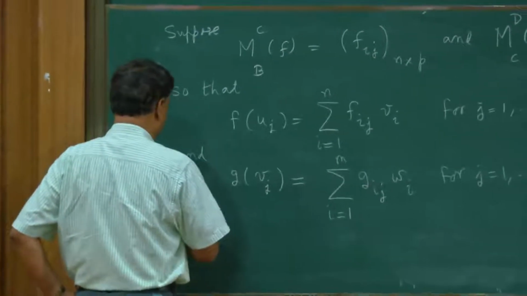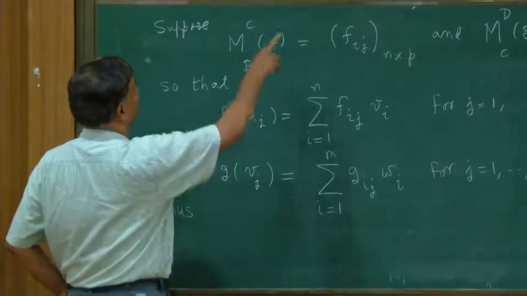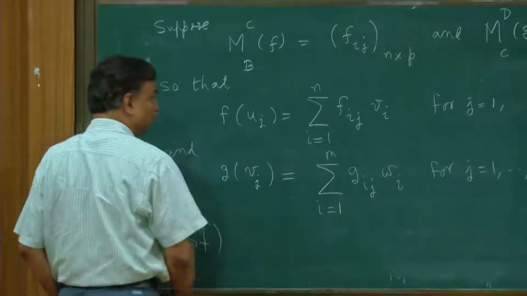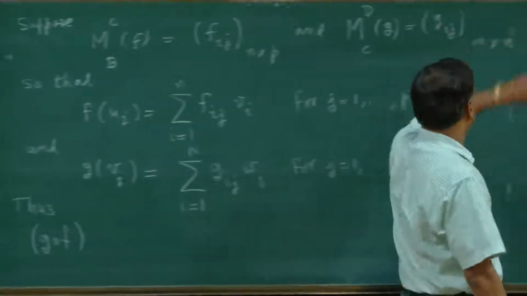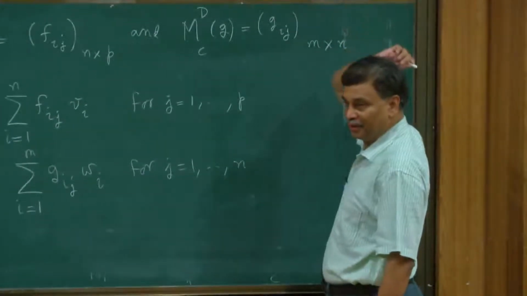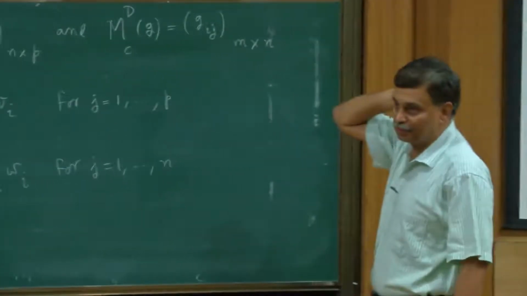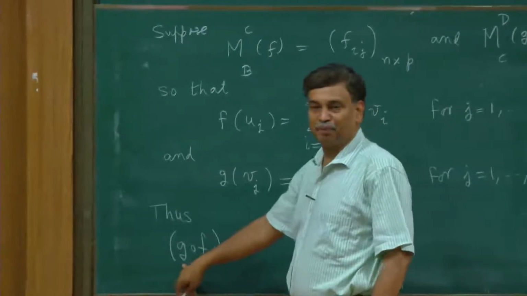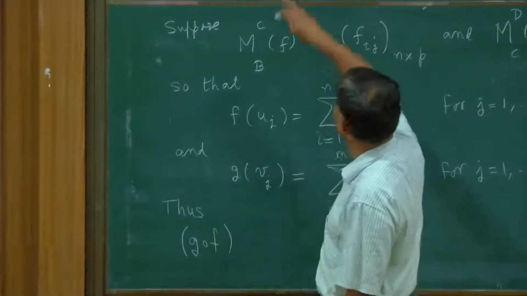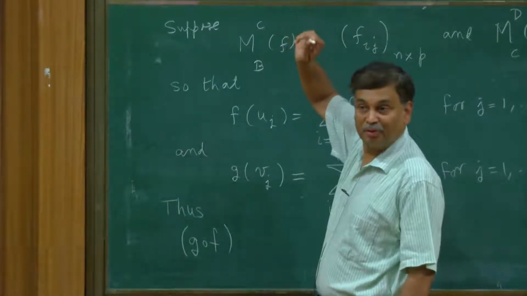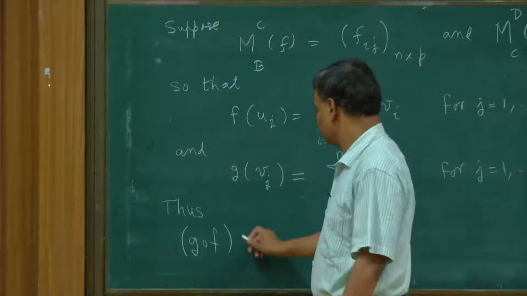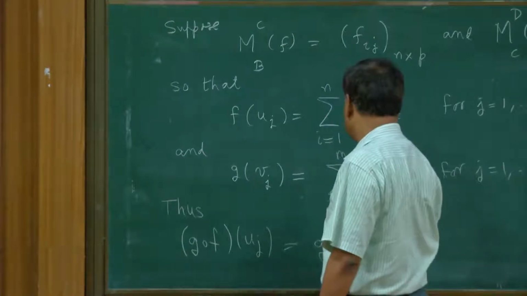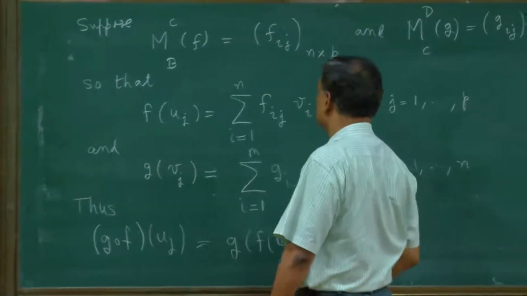So now what do we want to look at? We want to look at the map G composed with F. In order to understand the matrix of G composed with F with respect to B and D, where B is a basis of the domain and D is a basis of the codomain, what should I do? I should look at what happens to G composed with F at a typical basis vector of which space? U, V or W? U. So I must look at this at Uj. What will it be? This is G of F of Uj.